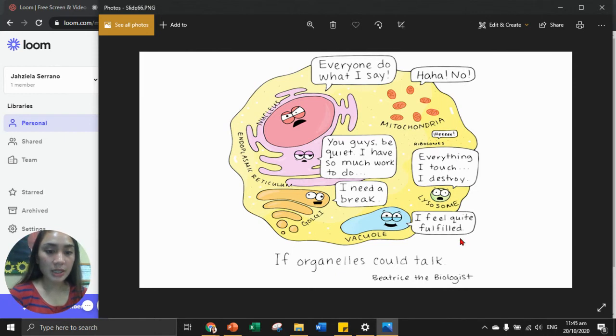So sabi naman ni vacuole, I feel quite fulfilled, no? So maybe because this is where nutrients are stored. And then mitochondria, sabi niya, no, ayaw niya. Kasi ayaw niyang tumigil to produce ATP, ayaw niyang tumigil to produce energy, very energetic ang mitochondria. Okay?